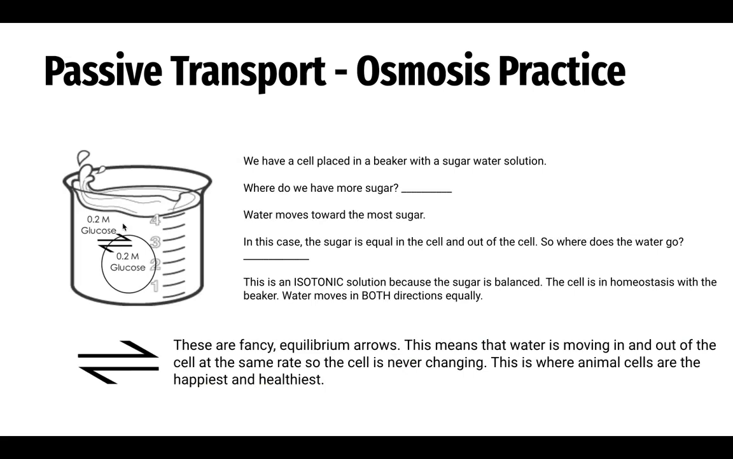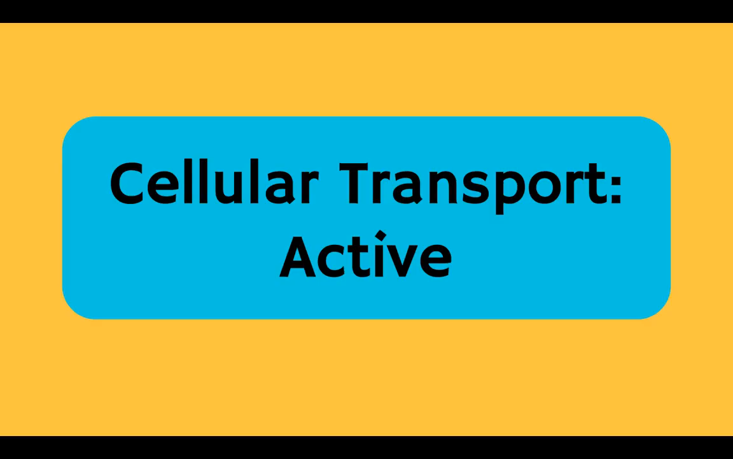And this one is our isotonic solution. These are fancy arrows that mean equilibrium. So you can see that 0.2 moles of glucose and 0.2 moles of glucose are equal. So that means that this is not higher or lower than this. It's equal to. So these are fancy. It's like a cutoff arrow, like you're missing the other half of it. These are called equilibrium arrows. Okay, these are our isotonic arrows because we're showing that water is moving in and out at exactly the same rate. So the cell is not changing.